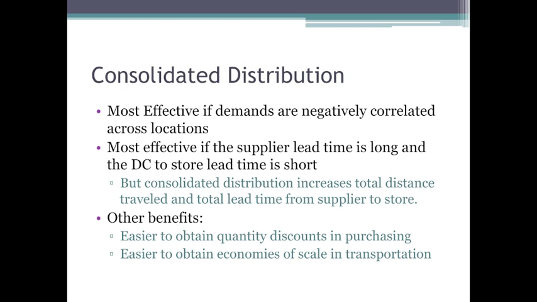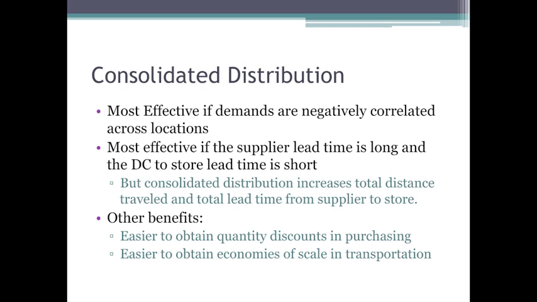Okay, as before, it's most effective if demand is negatively correlated across locations. In other words, suppose you have to decide between two stores to go to. You go to one store. This causes you to not go to the other store. This is a negative correlation. Greater sales at one location, lesser sales at another.